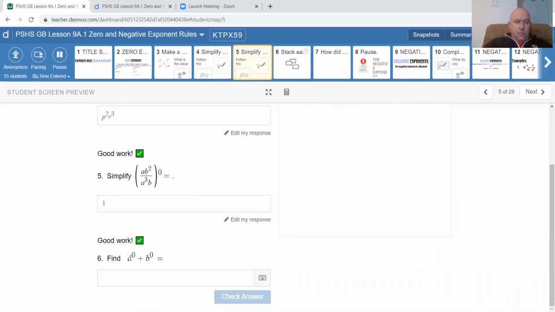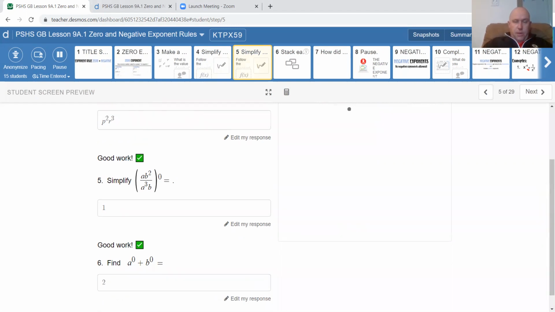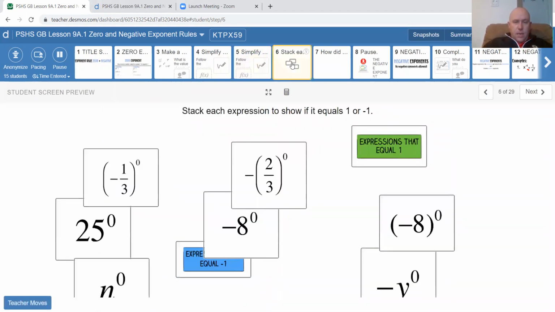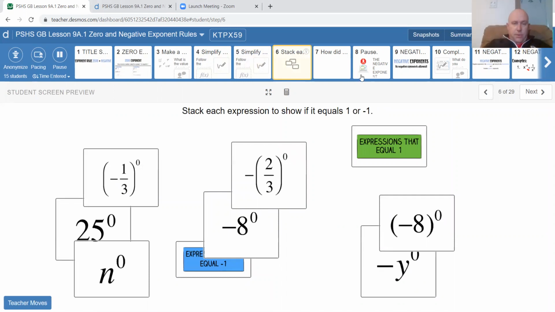And it looks confusing, but we'll just work out each term individually. So something to the power of 0 is 1. Something to the power of 0 is also 1. So 1 plus 1 would give us 2. And that should be good as well. Then there's a little exercise to practice on putting things together.